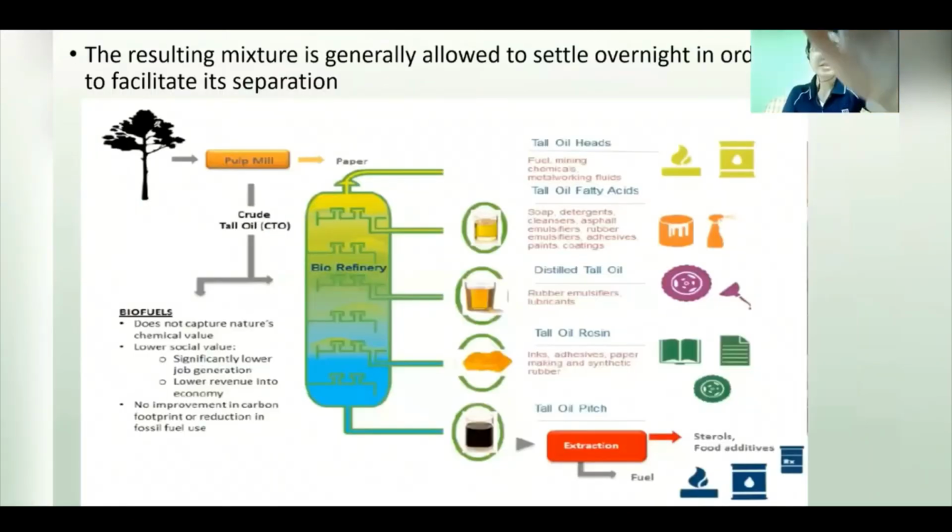The resulting mixture is generally allowed to settle overnight. The crude oil will go into this biorefinery tank. After that, different layers will produce different types of oil, and these are all examples of the end products. You can pause this video to read it. So this area is advantageous for biofuels.